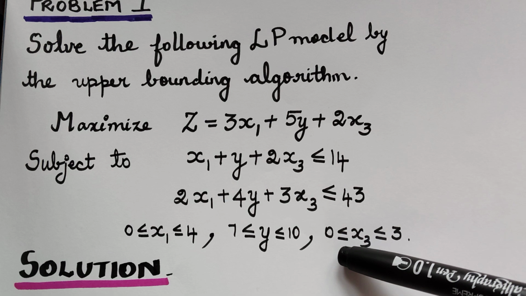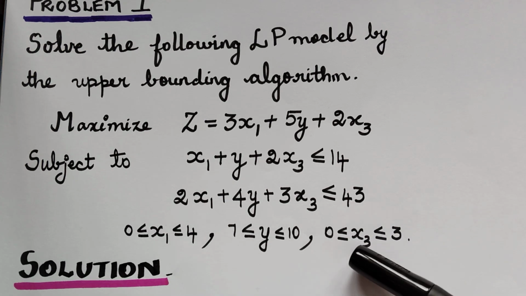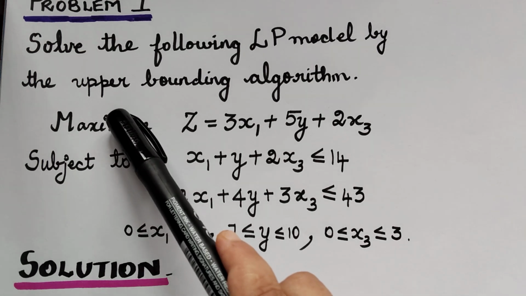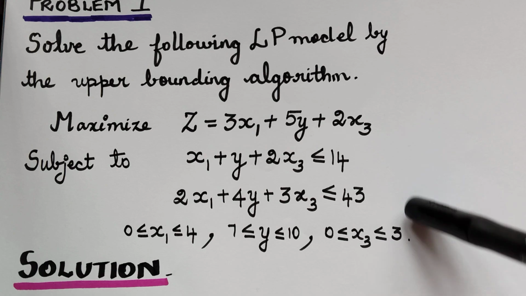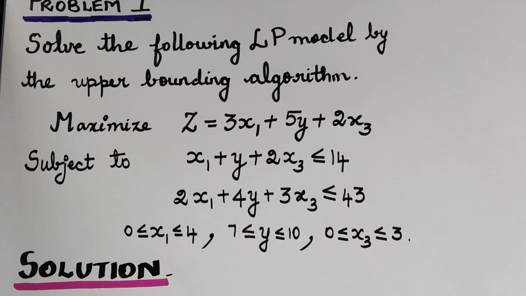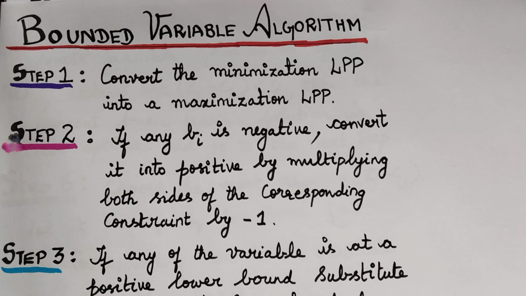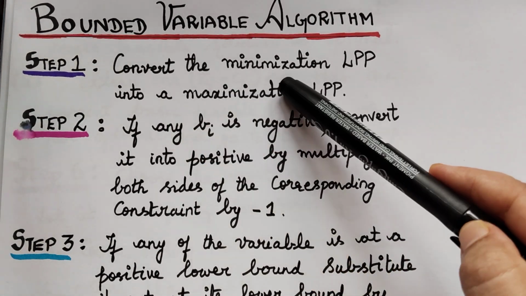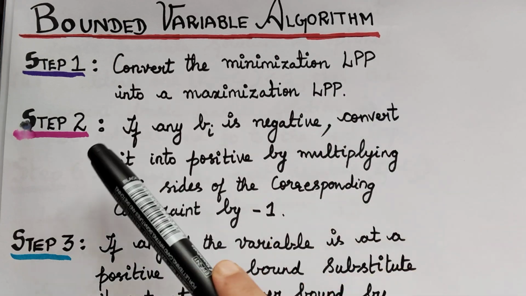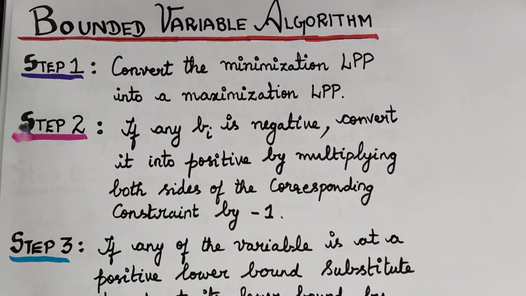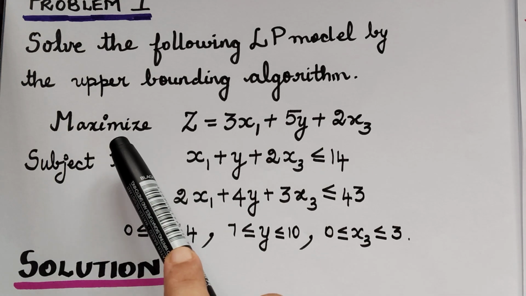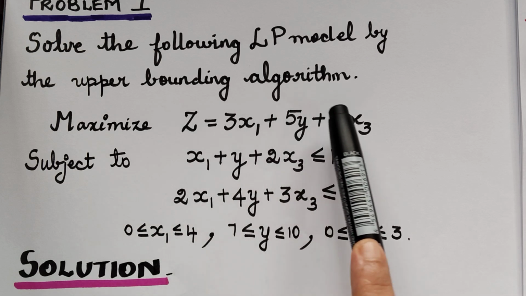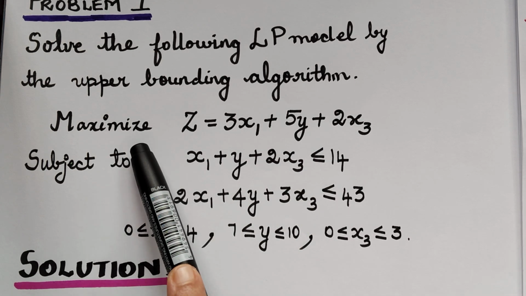And in particular in this problem, the non-basic variables have a positive lower bound, which means that we have to use the upper bounding algorithm in order to solve this given problem. So here are the steps involved in solving this given problem. The first step is we have to convert the minimization linear programming problem into a maximization problem. So if you see here, the given question is already a maximization problem. Therefore, here we need not have any conversion because the given problem is a maximization problem.